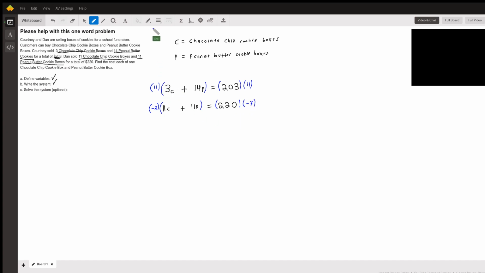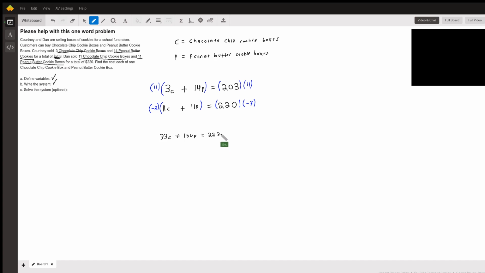So simplifying, we're going to distribute the 11. 11 times 3c is 33c. 11 times 14p, I'm just going to get a calculator to do that, I don't want to mess up with any arithmetic mistakes. That's 154p. And then 203 times 11 gives me 2,233.